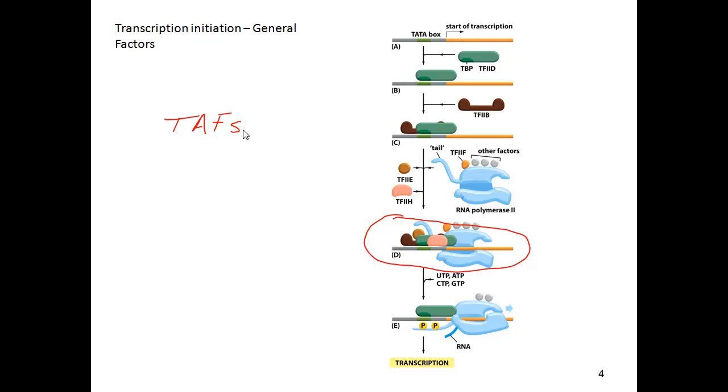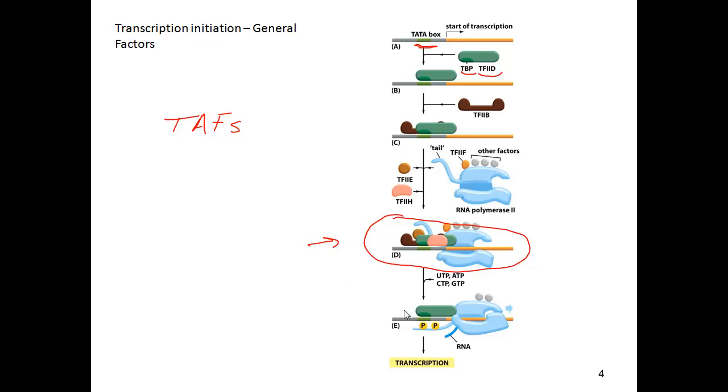The initial binding event to start transcription is performed by the Tata Binding Protein, which is part of the TF2D complex, and it binds to the TATAA box on the DNA. This helps the recruitment of other factors like TF2B, the RNA polymerase complex, and other factors. When this complex gets assembled at the transcription start site, then transcription can begin.